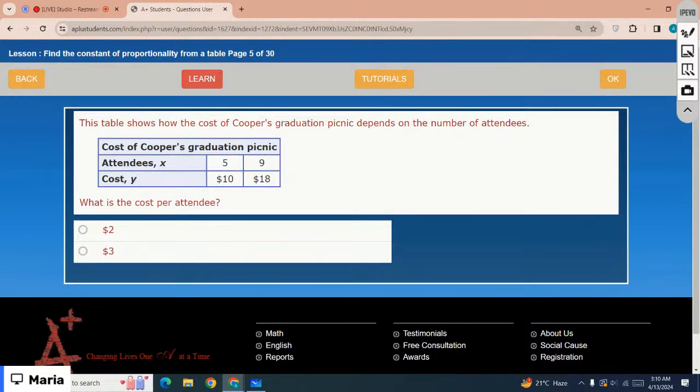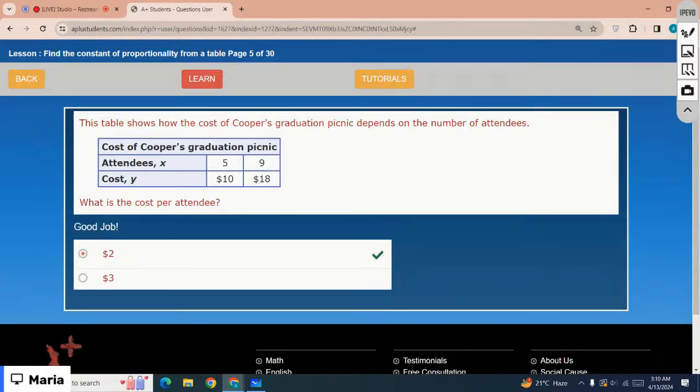The correct option is the cost per attendee is $2. The correct option is $2.